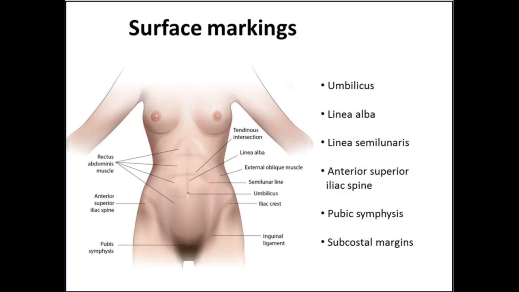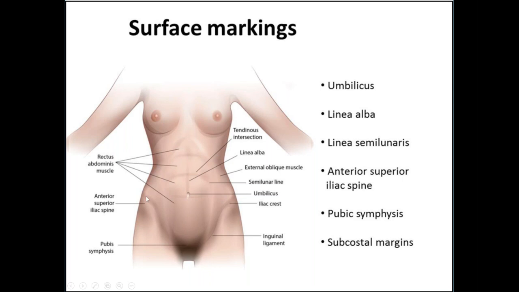So what about the surface marking of the anterior abdominal wall? These are important surface markings in the anterior abdominal wall, like the linea alba, linea semilunaris, anterior superior iliac spine, the pubic symphysis, and the subcostal margin. So these are the important landmarks of the anterior abdominal wall, with the umbilicus. This is the umbilicus, this is the linea alba, and these are the rectus abdominis muscles.